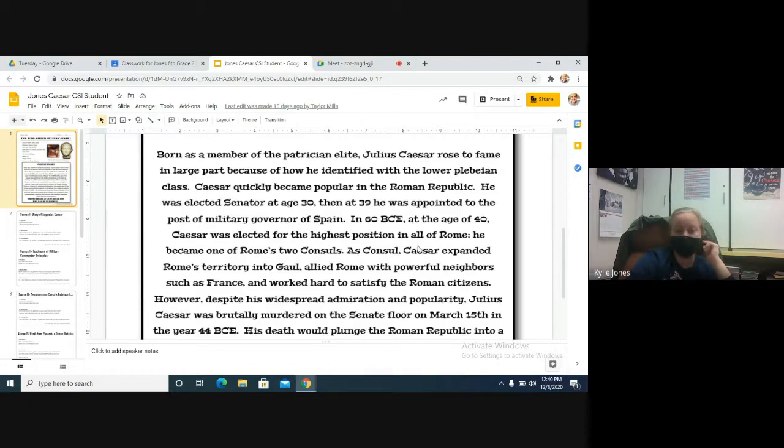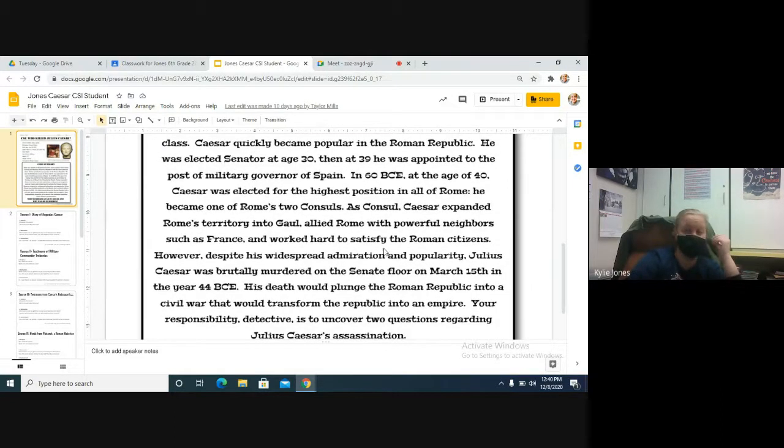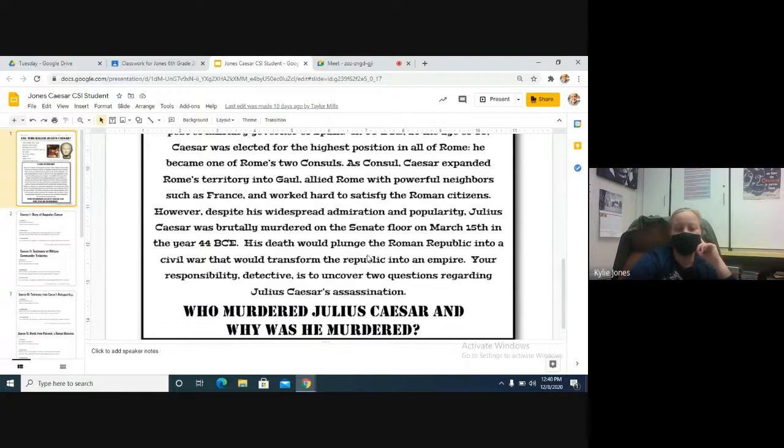As consul, Caesar expanded Rome's territory to Gaul, allied Rome with powerful neighbors such as France, and worked hard to satisfy the Roman citizens. However, despite his widespread admiration and popularity, Julius Caesar was brutally murdered on the Senate floor on March 15th in the year 44 BCE. His death would plunge the Roman Republic into a civil war that would transform the Republic into an empire.